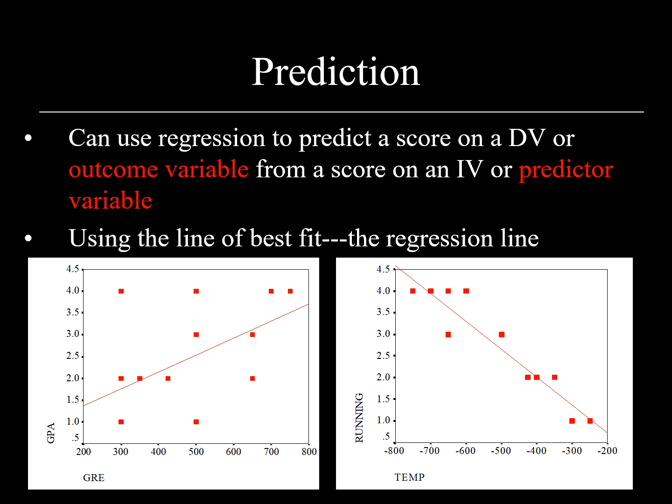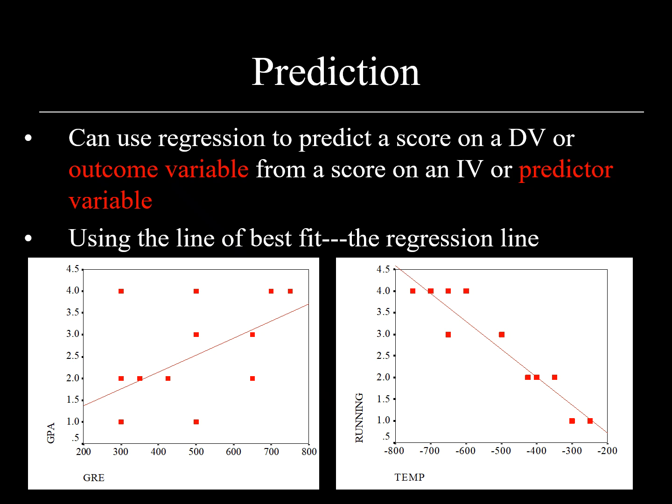And at the very bottom right, we find someone that was at a temperature of approximately negative 270 that had a running speed of 1.0. Now notice that this data is much more closely associated with that line of best fit. Not every single data point's on it, but a few of them are, 3 of them I believe, and most of them are fairly close.